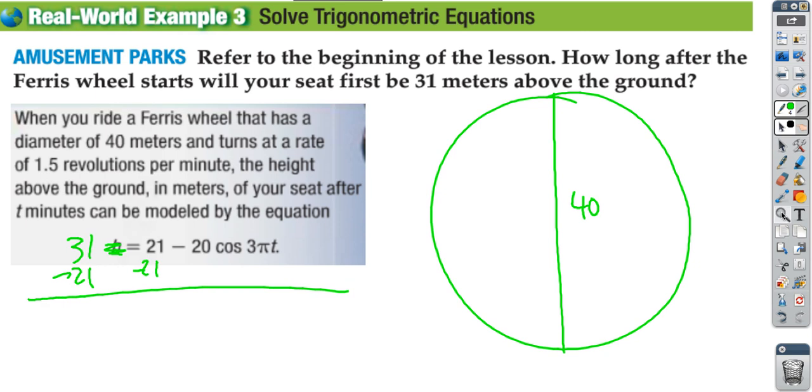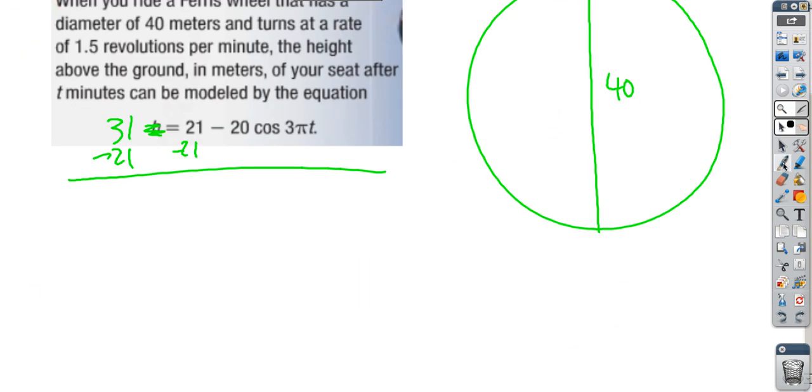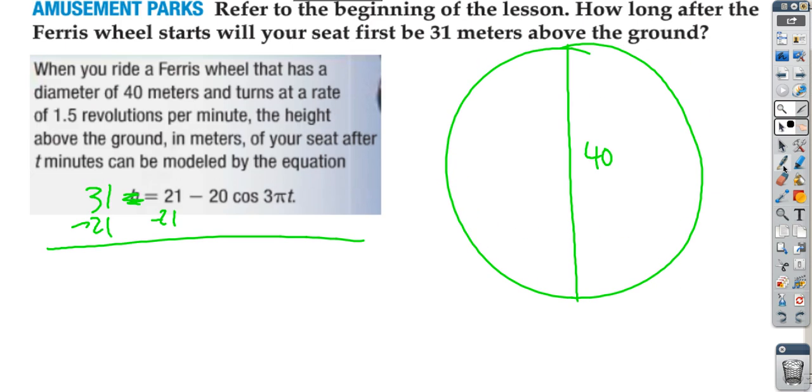We'll subtract 21 from both sides. So again, if this is a height of 40, that means this down here, we're assuming it's a little bit above the ground. I'm not sure, they tell you how much above the ground. It looks like 21, but we're not quite at the top. We just want to find out how long until we're at a certain point.